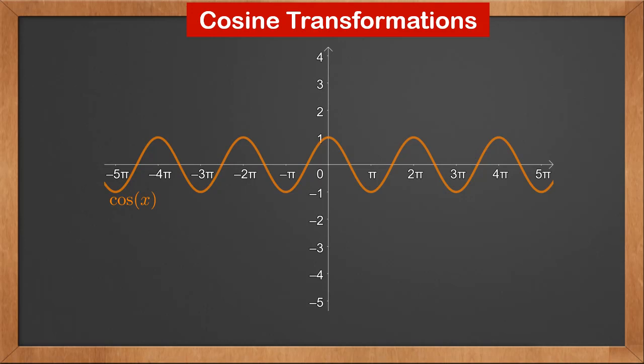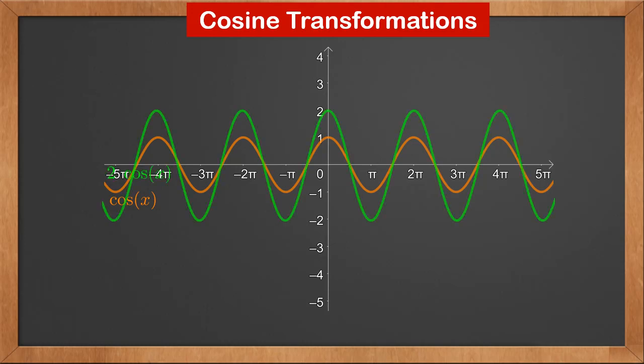Cosine transformations are very similar to sine, only that the graph of the base period looks different. This is the graph of cosine x. In the base period of 0 to 2 pi, the y value goes down from 1 to 0 and minus 1, and then goes up to 0 and 1.